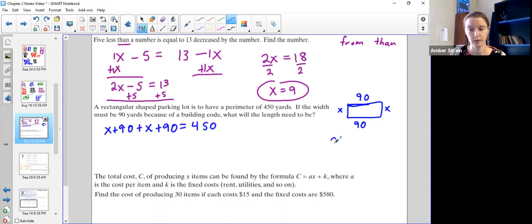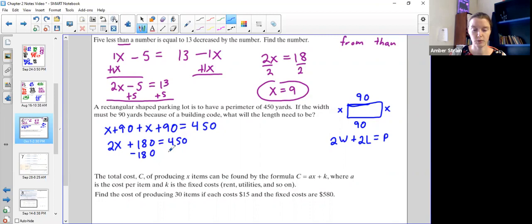Okay, you may also remember the formula 2w plus 2l equals perimeter. That's also cool, but if you just remember adding these up, you're going to come to the same place where I had 2 of the x's and 2 of the 90s. So I can finally solve my little equation.